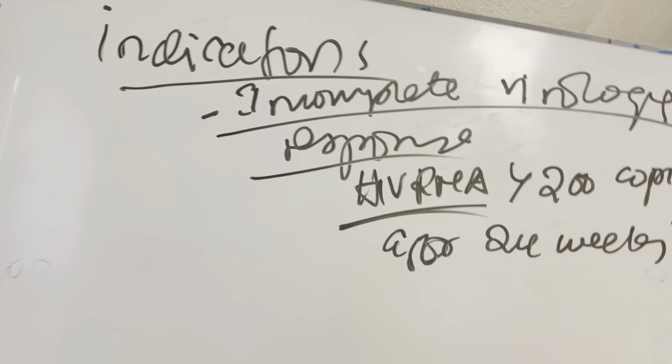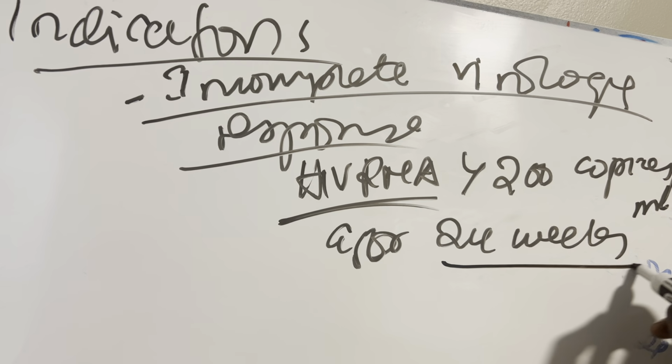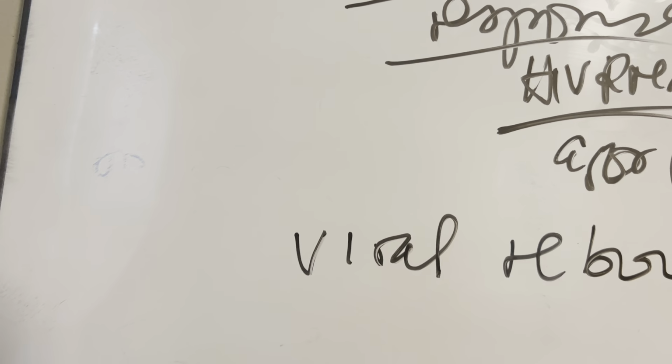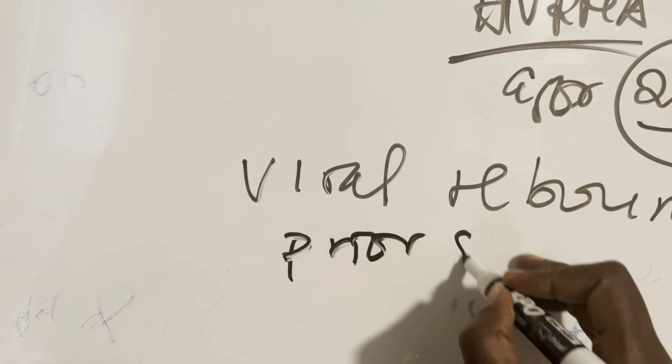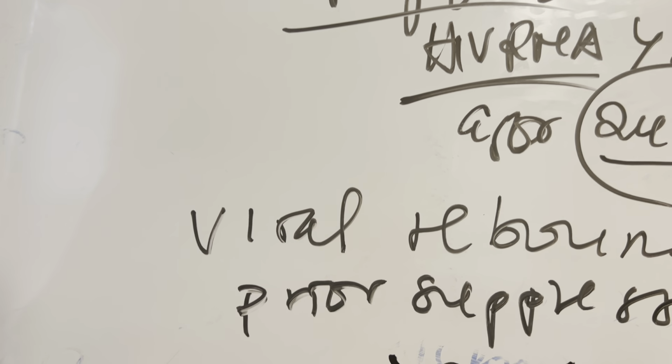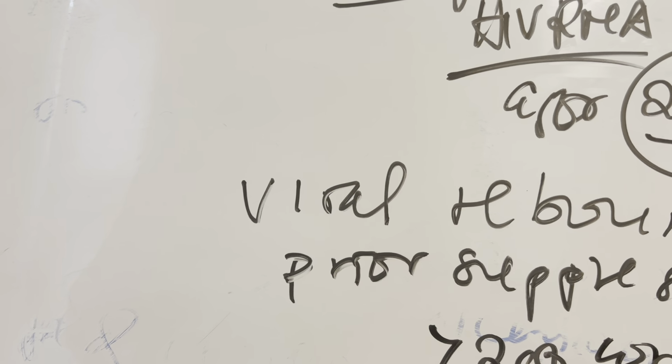If there's an incomplete virological response, the HIV virus keeps replicating after 24 weeks, so 6 months of starting the therapy, it keeps replicating. And then the second indicator is a viral rebound. Maybe after prior suppression, so the drugs were just working fine, from there there's an increase of 200 copies per mil of HIV RNA. So this can indicate that the patient is beginning to experience virological failure.